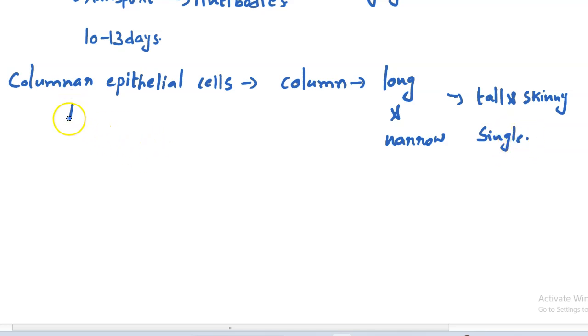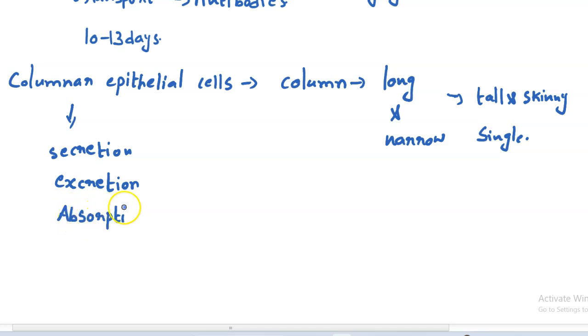Their major function is secretion. Apart from secretion, they are involved in excretion and absorption. Columnar epithelial cells appear long and narrow, and they are involved in secretion, excretion, and absorption. Let's move to the next example here.